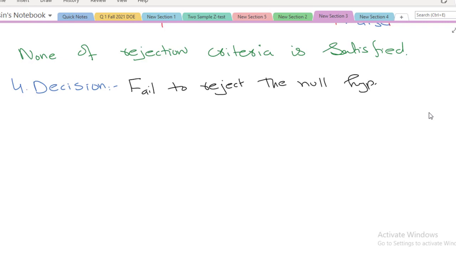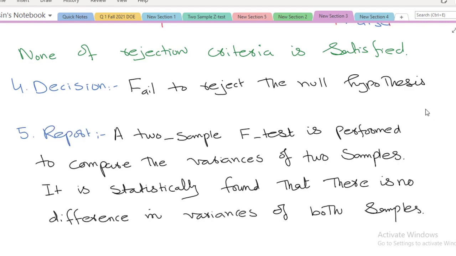Now I will write the report based upon this whole test. So now we will write our report that contains the conclusion. A two-sample F test is performed to compare the variances of two samples. It is statistically found that there is no difference in the variances of both samples. And that's the end of this question.